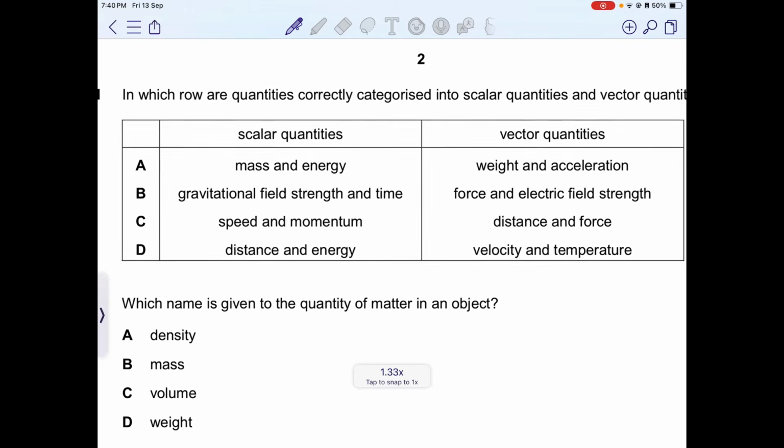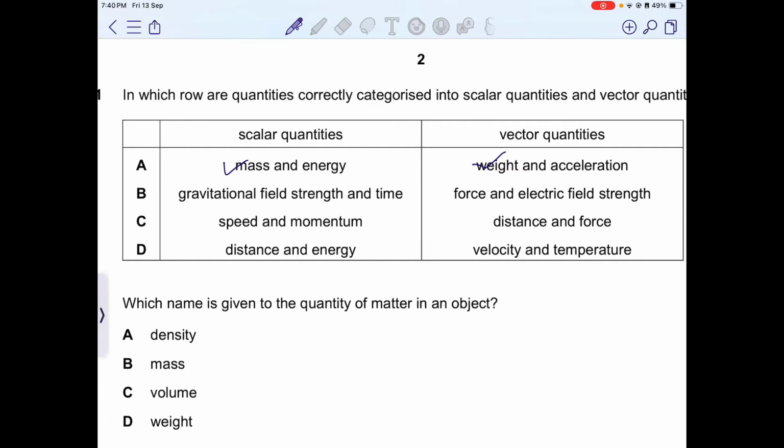So first, let's look at option A, which says the scalar quantities are mass and energy. Now mass and energy both are scalar quantities indeed because they only have magnitude, not direction. So we can say that this is correct. But also look at the other side, weight, which is a force. That is a vector quantity indeed because a force is always a vector quantity, and acceleration is also a vector quantity because it involves velocity. So we can say that these both are correct, but I'll also go to the other options as well.